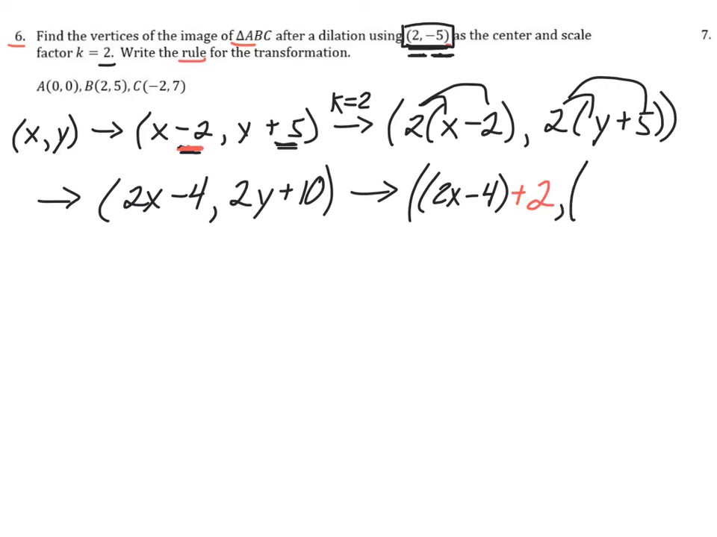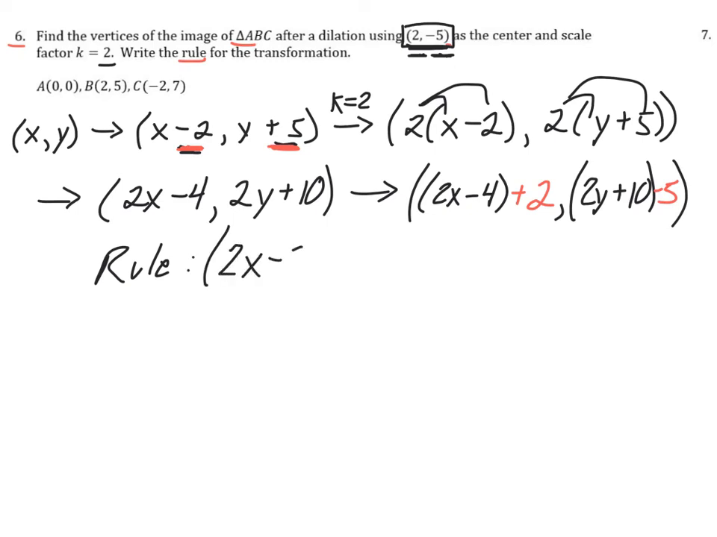For my y coordinate, we have 2y plus 10. And then what I'm going to do to my y coordinate is subtract 5. So it's the exact opposite of what I did earlier. Last thing I want to do is just simplify my rule. So my final rule is going to be 2x minus 2 and 2y plus 5.